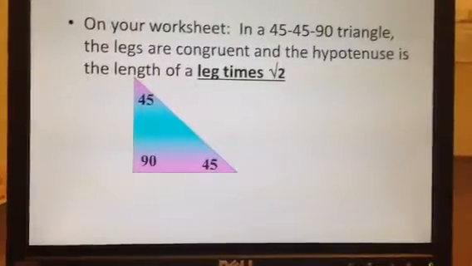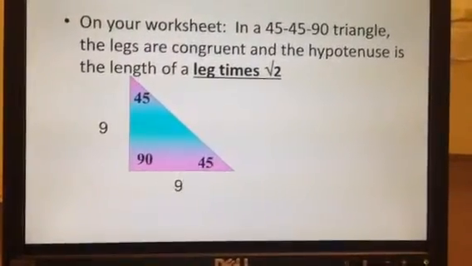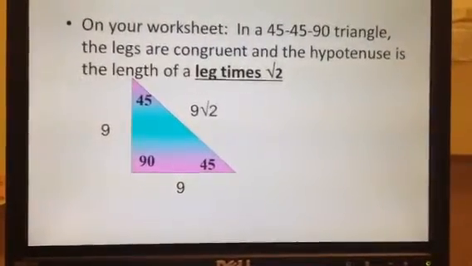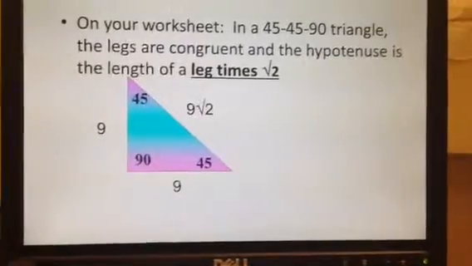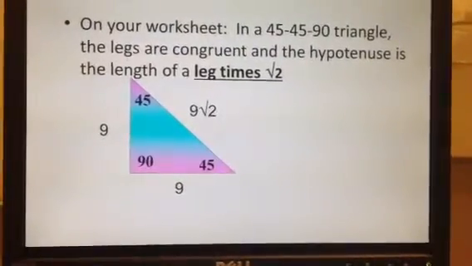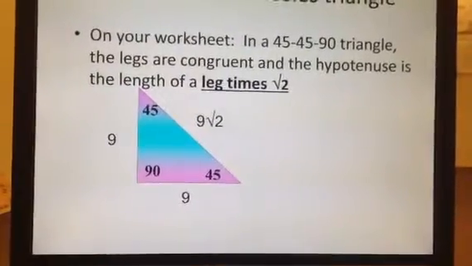And then what we worked on in class, basically stating that whatever this number is, the hypotenuse is that number times root 2. That makes sense because root 2 is about 1.4, and it makes sense that the hypotenuse is about 1.4 times bigger than the leg.